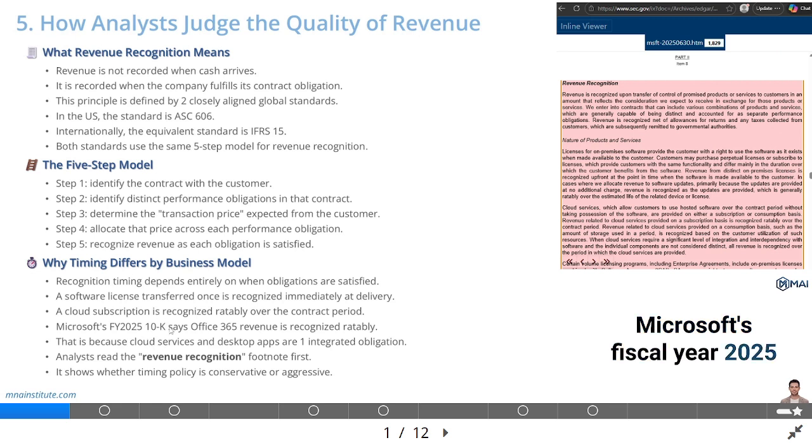Microsoft's fiscal year 2025 10-K states that Office 365 revenue is recognized ratably over the subscription period because the cloud services and desktop applications are treated as a single integrated obligation. Analysts read the revenue recognition footnote first because it reveals whether a company's timing is conservative or aggressive.